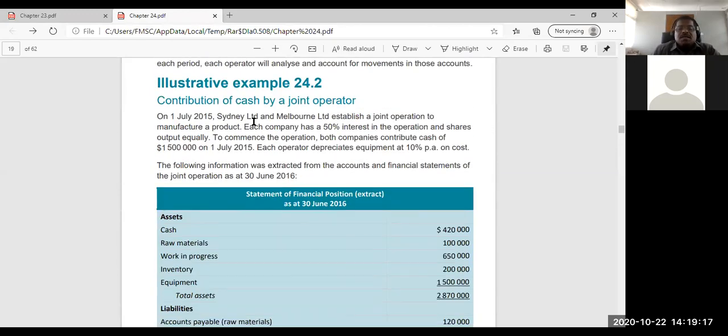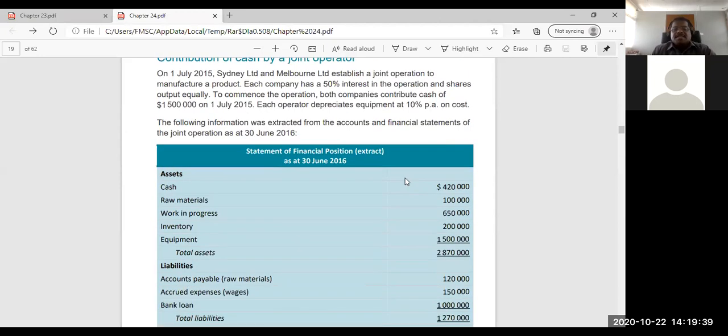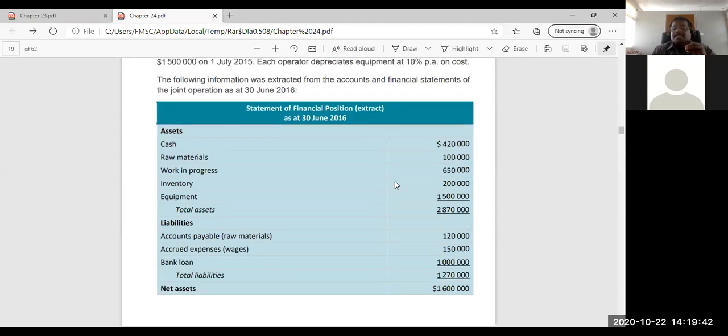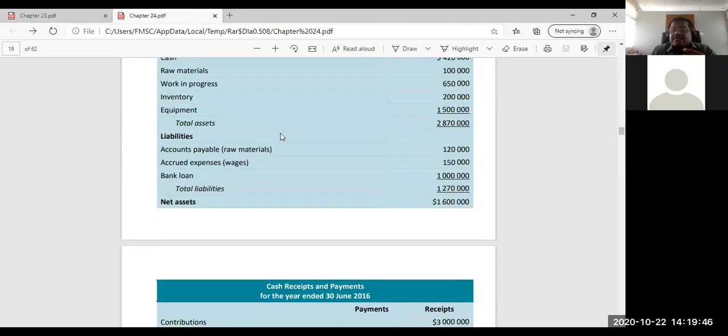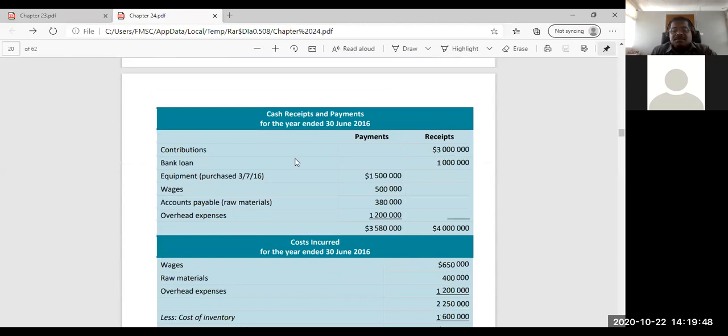One for Sydney and Melbourne Limited established a joint operation to manufacture a product. Each company has a 50% interest in the operation and shares output equally. Output is distributed equally. At the commencement of the operation, both companies contributed cash of 1.5 million. On 1st July 15, each operator depreciates equipment at 10% on cost. So this is the financial statement of the joint operations. It's given. This data is given.